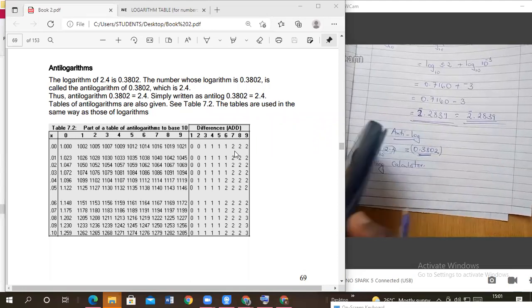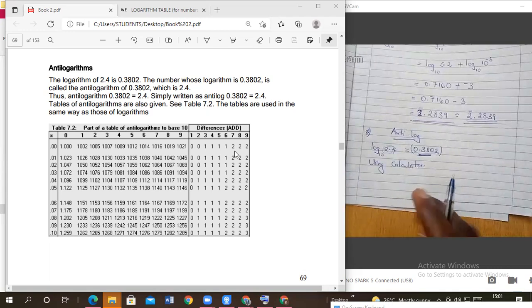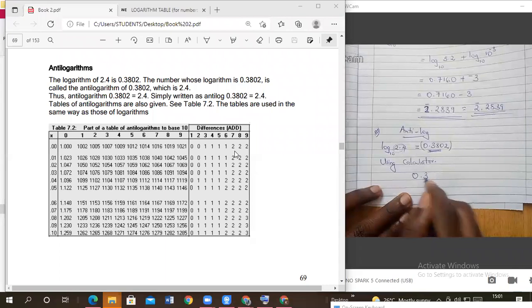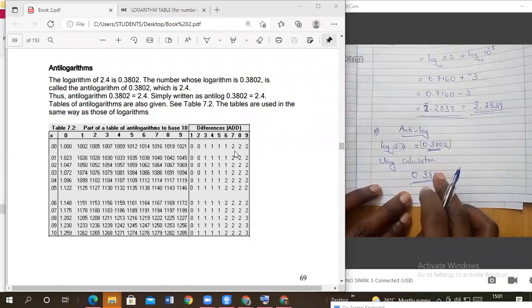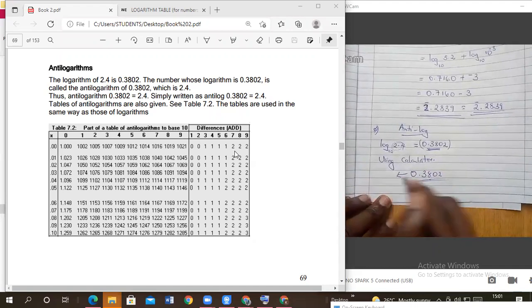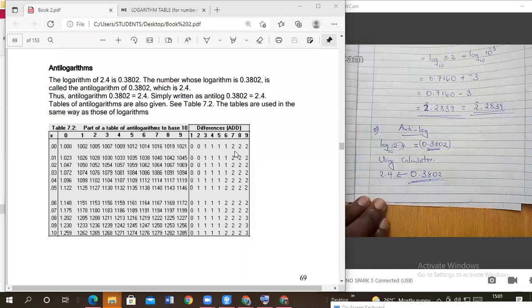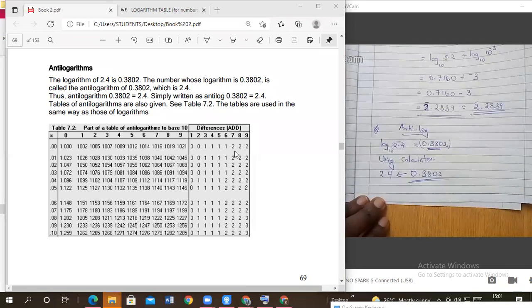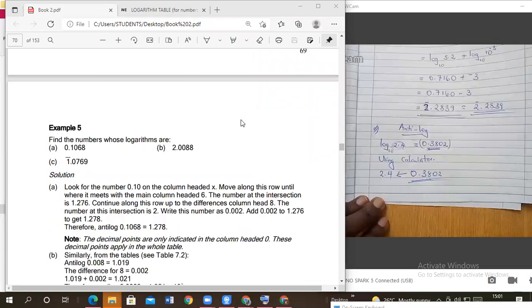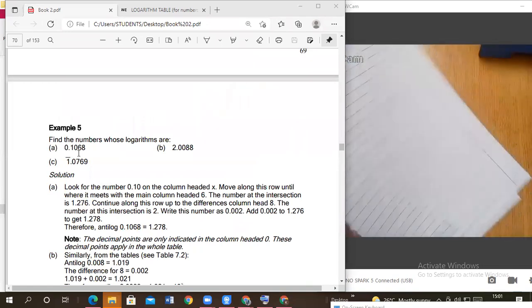So which means from the table, you go to the table and read for me log of 3.802. From the table, you look for which number is close to this or exactly this. If you are getting that number, it must be 2.4. That is what we call the anti-log. That process is what we call the anti-log.